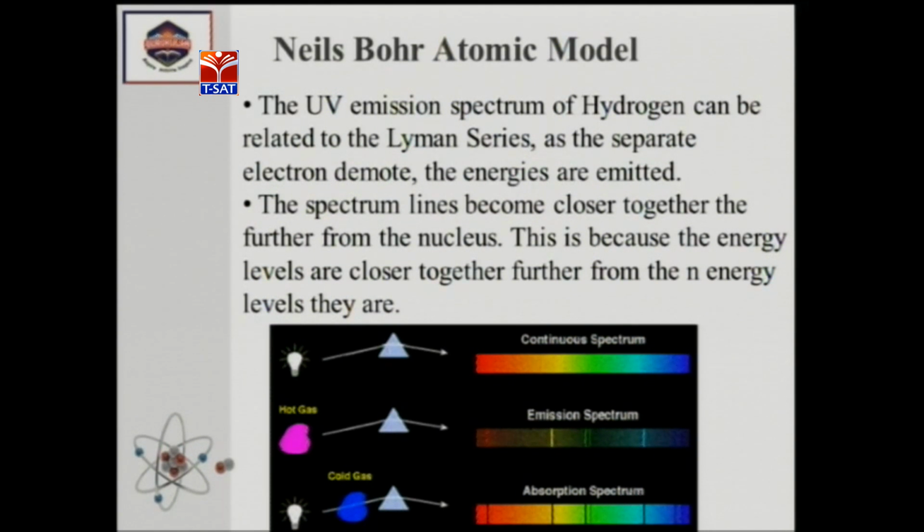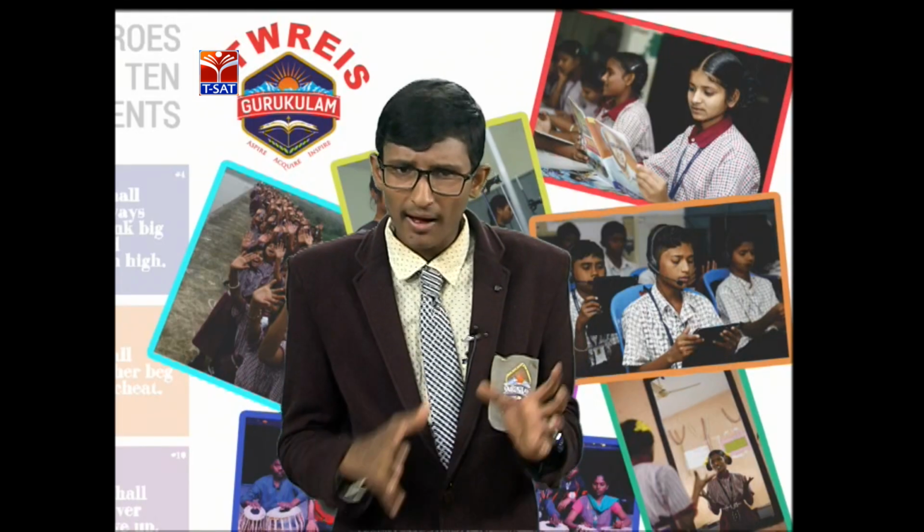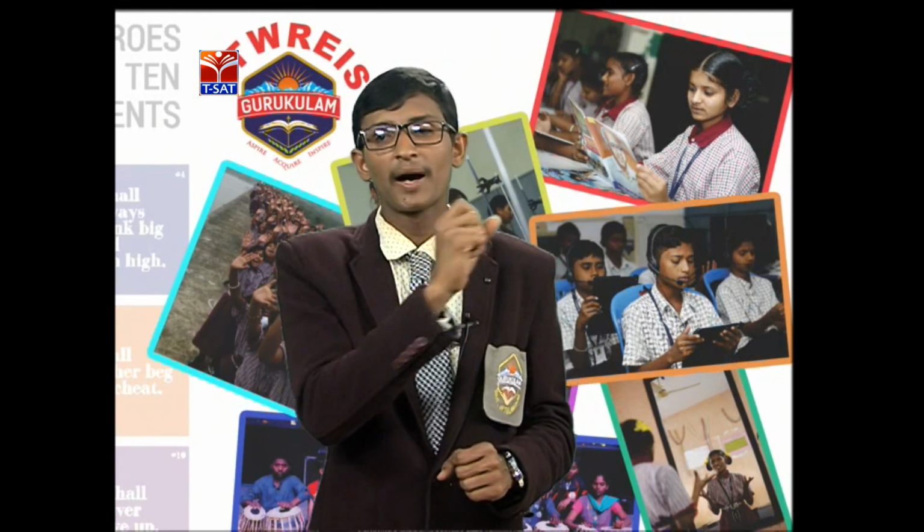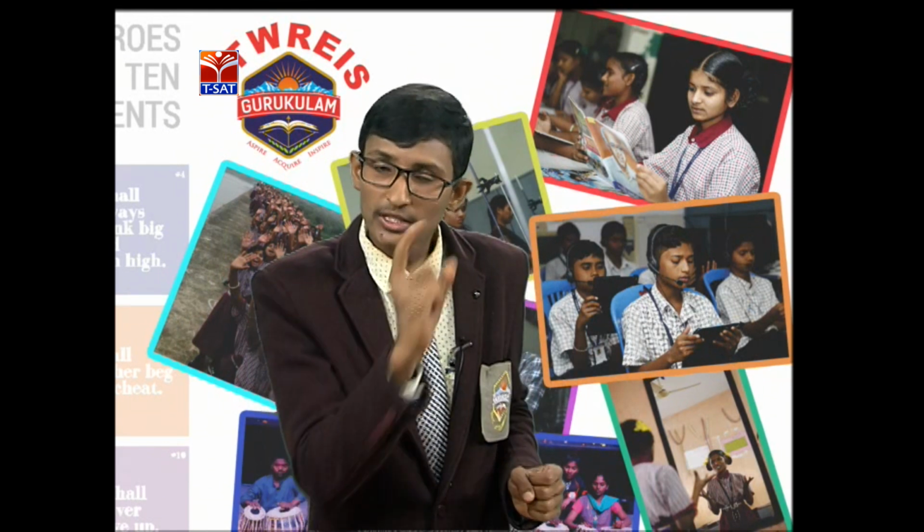So let us learn about Niels Bohr's atomic model and the hydrogen line spectrum. How is the hydrogen line spectrum formed, when is it formed, and what are the colors? Let us see Bohr's model. The electrons revolve around the nucleus in a closed circular path. This path is called shells or energy levels or quantum levels.